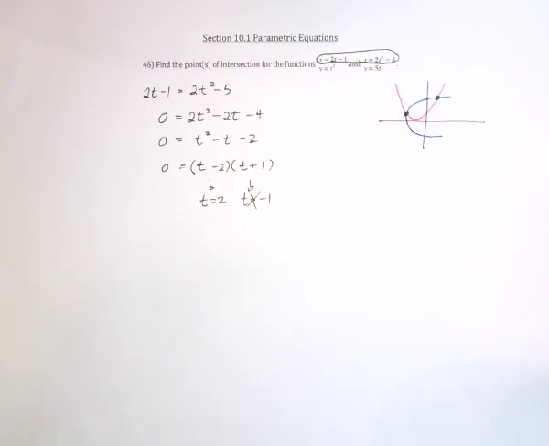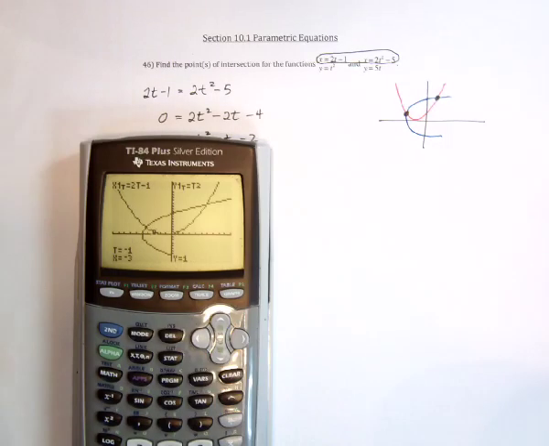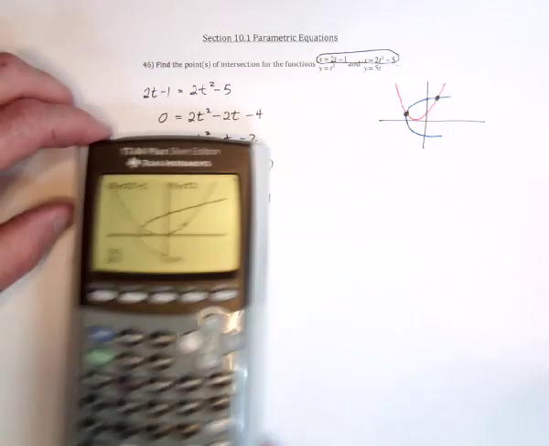All right, well, let's try the other one. t equals 2. So trace, t equals 2. So that intersection point is not an intersection point. Huh. So that didn't seem to work either.